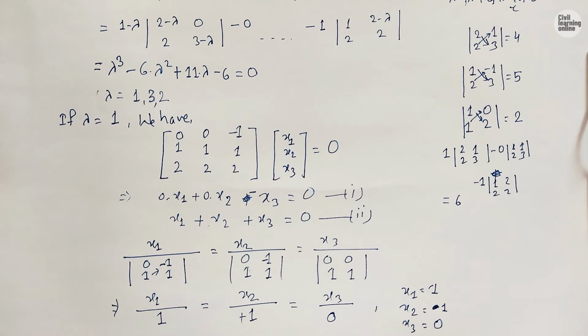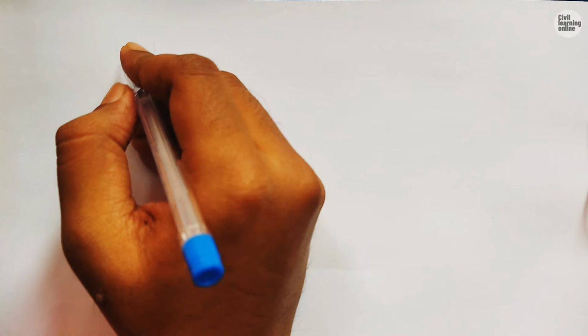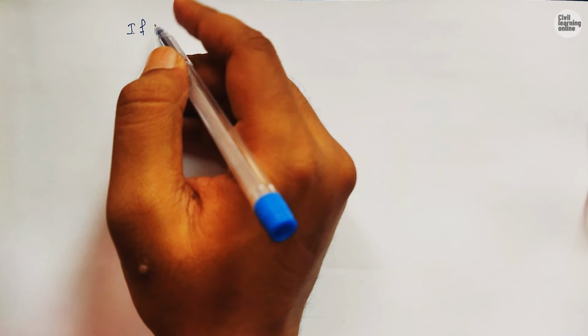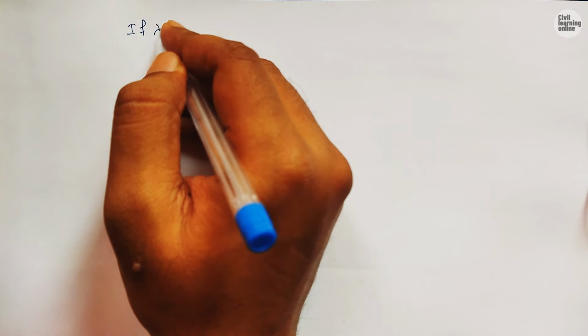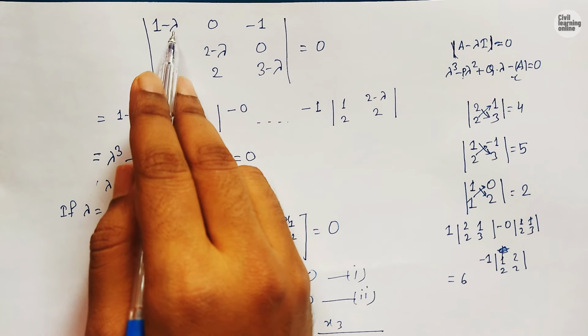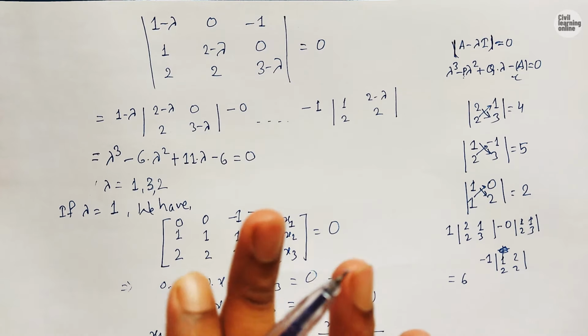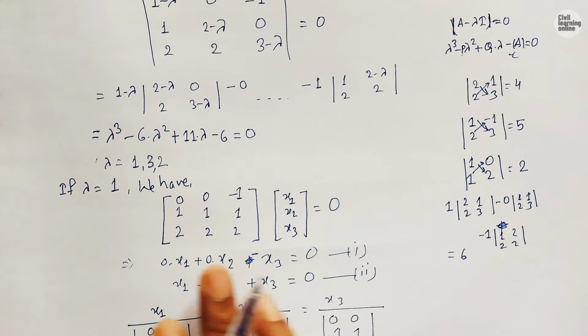Now let's move to step 2. So again the step will be repeated for lambda equals 2. If previously we solved for lambda equals 1, so here we will do lambda equals 2. Again we will put the value of lambda equals 2 in the given equation. So here in place of lambda we will put 2.